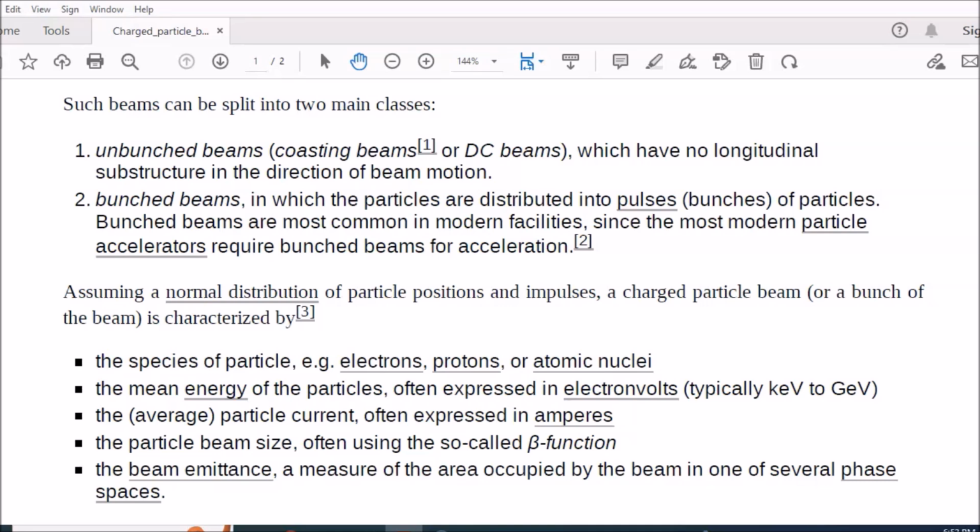So we want the beam to be bunched. We want the particles to be distributed into pulses, bunches of particles. And bunch beams are most common in modern facilities. As you can see, that's a big clue. Bunch beams are most common in modern facilities, since the most modern particle accelerators require bunch beams for acceleration.